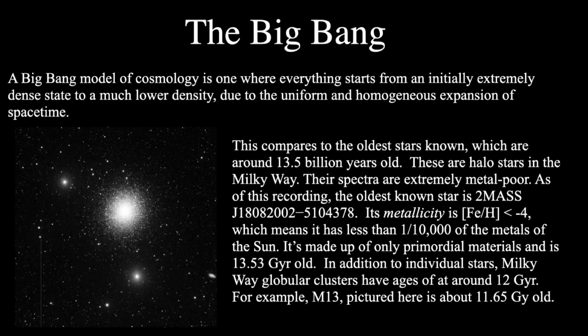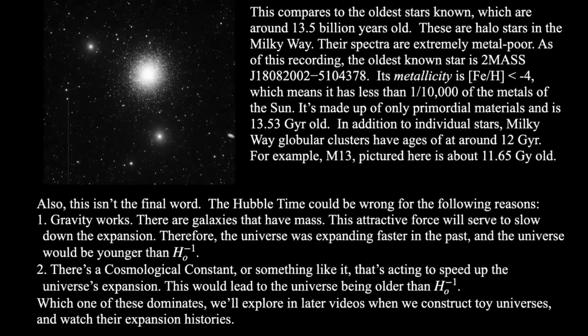Okay, but for the Hubble time, this raw number really isn't the final word. The Hubble time could be wrong for a number of reasons, at least these 2. Gravity seems to work, and galaxies have mass, and that means there's an attractive force between galaxies that would slow down the expansion. And therefore, if it has slowed down, then the universe was expanding faster in the past, and therefore the universe would be younger than the inverse of H naught.